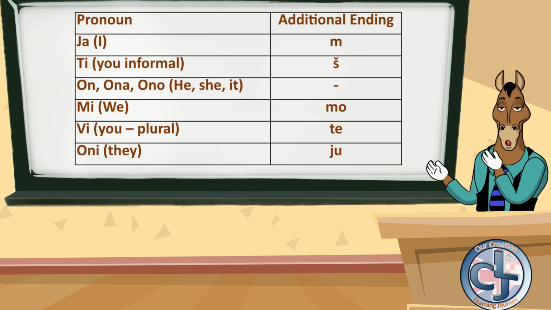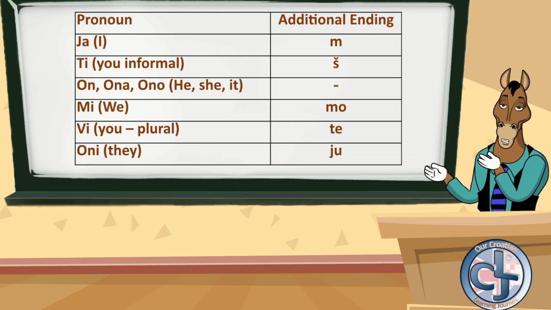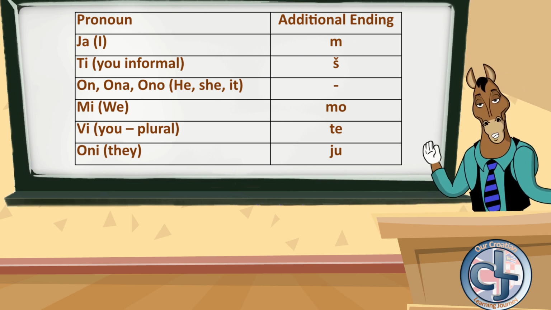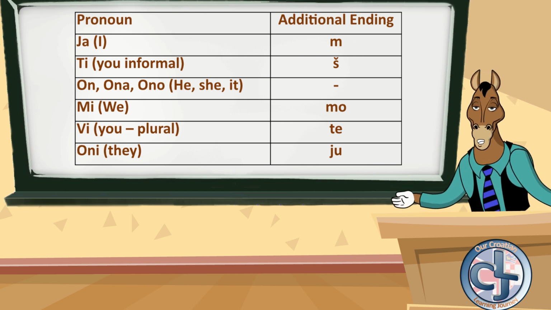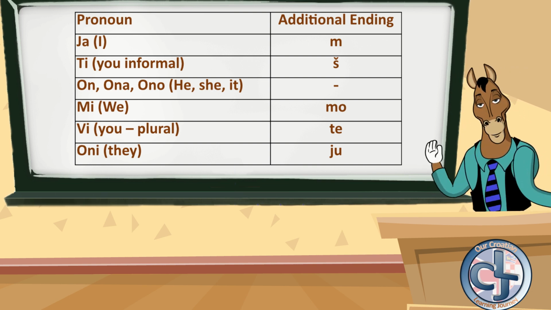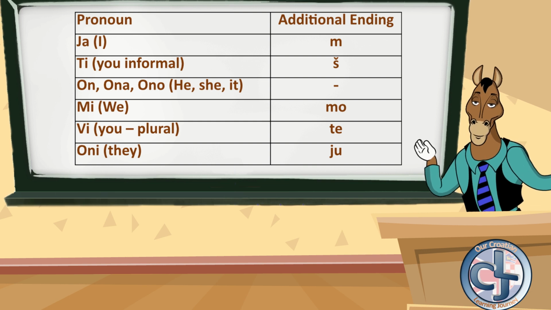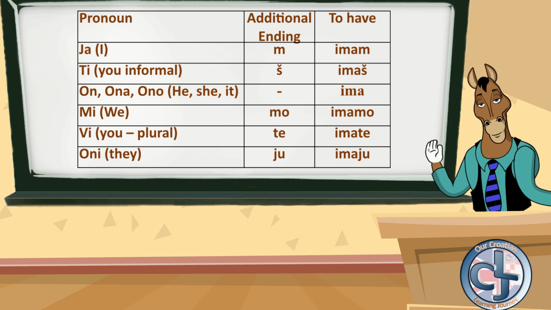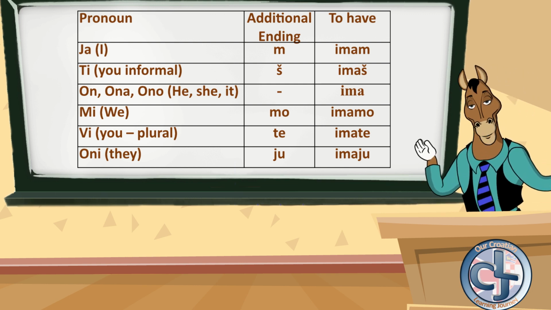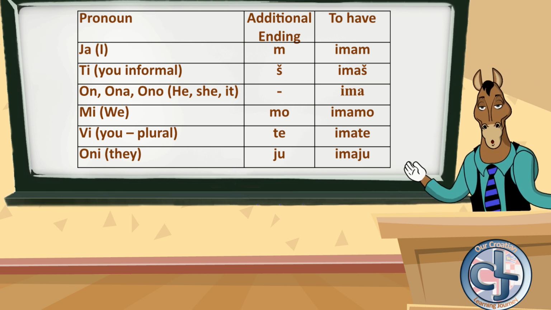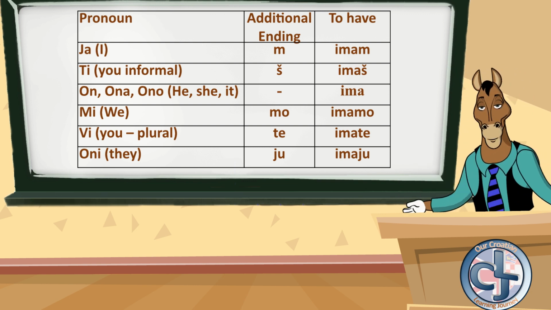The pronoun I or ya receives an M on the end, and you informal ends with sh. He, she, it receives no additional ending. We ends in mo. You, plural or formal, ends in te, and they ends in ju. Without the subject, these become I have or imam, you have imash, he, she, or it has is ima, we have is imamo, you have is imate, and they have is imaju.